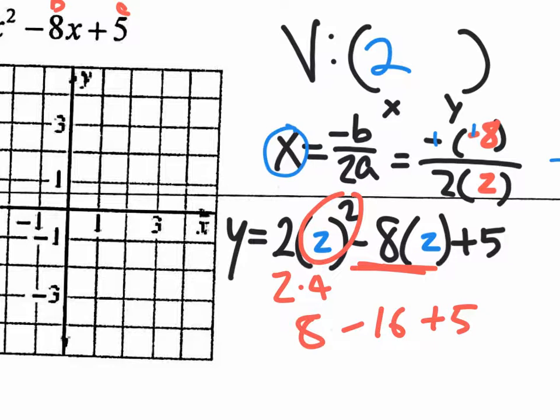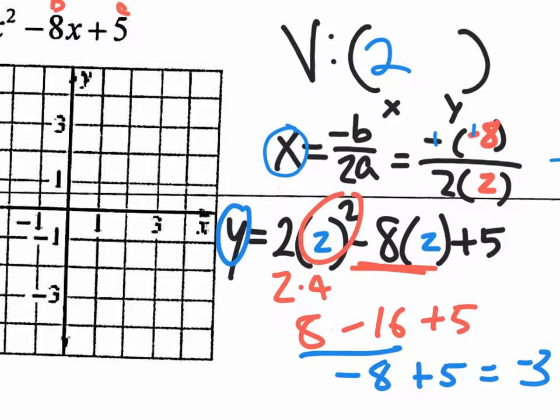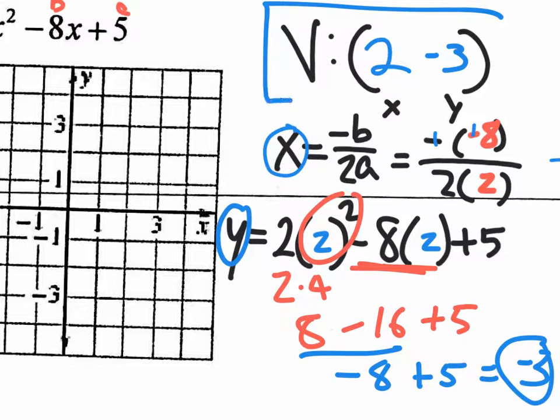So from left to right, 8 minus 16, that's negative 8. And negative 8, bring down the plus 5. That will give us a negative 3. Now what is that value? That's the y value of our vertex. y equals negative 3. So the vertex y value is negative 3. Now we have the complete coordinate for the vertex, 2 comma negative 3.